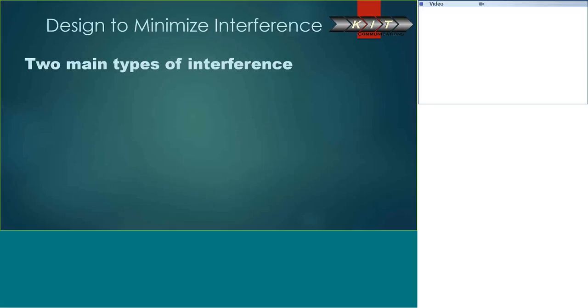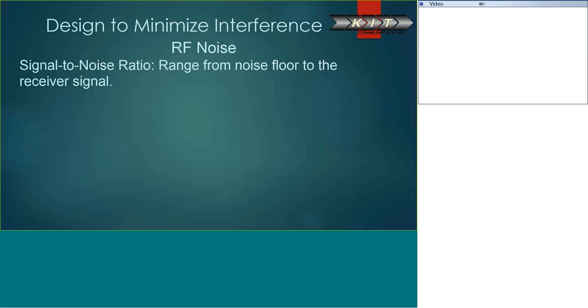So lastly, we have to design with interference in mind. We want to try to minimize interference as much as possible, and there's two types of interference: RF noise and co-channel interference. RF noise is measured by signal-to-noise ratio, which is the range from the noise floor to the receiver signal.